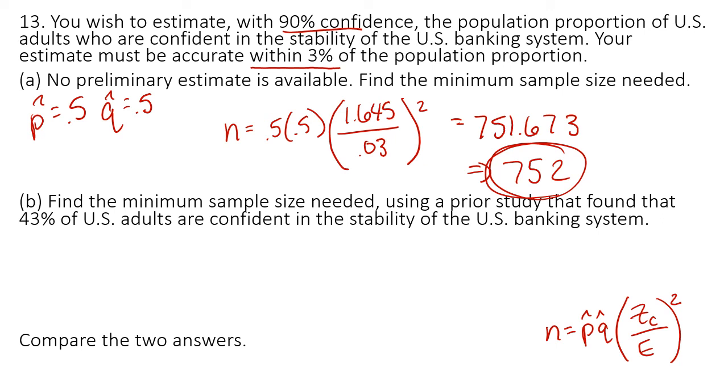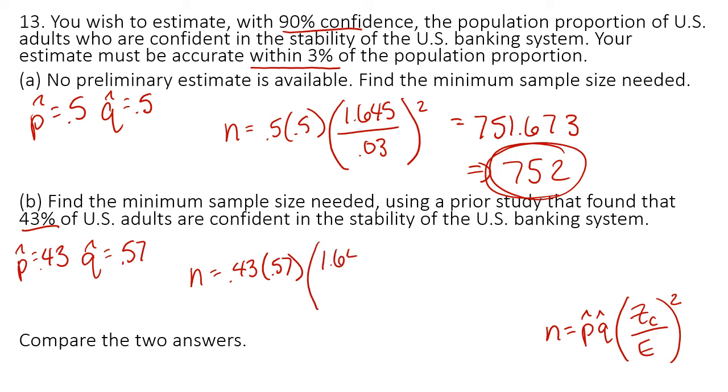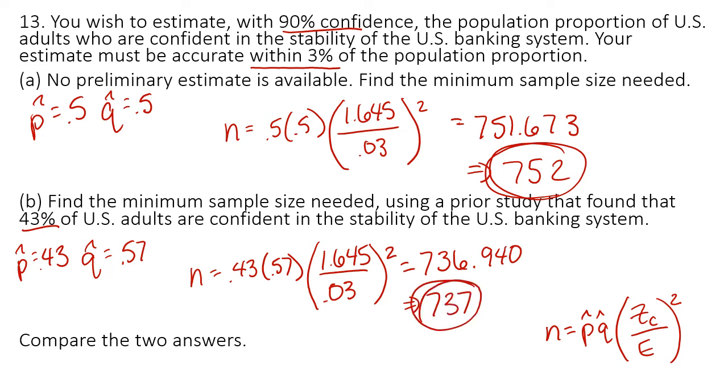But in B, it says that we do have an estimate, and that estimate is 43%. So p-hat is 0.43, leaving q-hat to be 0.57 because q-hat is 1 minus p. So to find our minimum sample size, we'll now instead plug in the specific values that we have estimated for p and q. The rest of it's going to stay the same. And when you multiply and square and everything, you come out to 736.940. Again, rounding up because you can't survey a part of a person, that's 737 people.